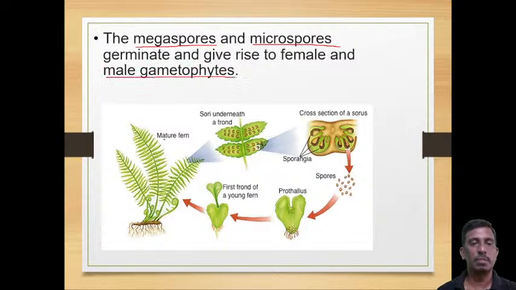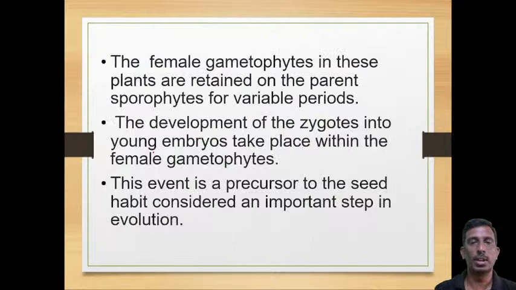So here you can see a fern. These are sporophylls, where sporangia are present in groups. They are called sori. Inside the sporangia, spores are produced. On germination, they will form a haploid gametophyte that is called prothallus. On sexual reproduction, it will form a sporophyte.